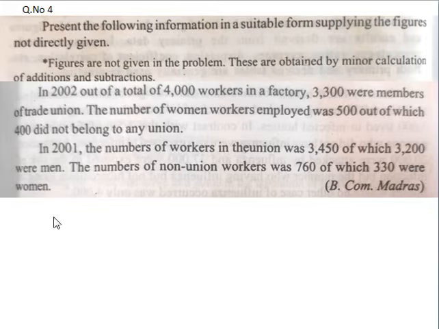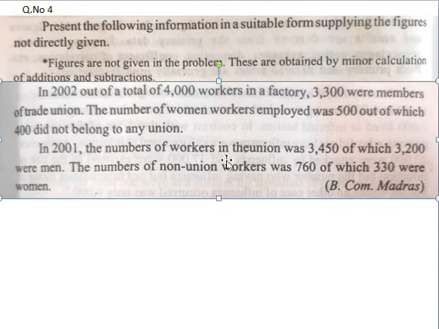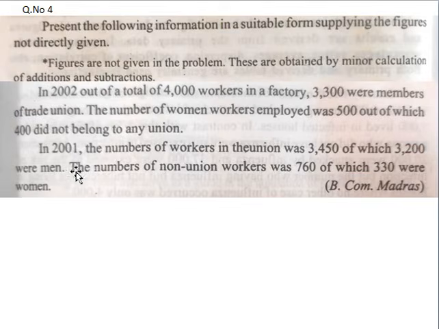If you see this one now, question number 4, right? The question is like this: present the following information in a suitable form, supplying the figures not directly given. Figures are not given in the problem. These are obtained by minor calculations of additions and subtractions. 2001 and 2002 was exactly the same type of question, and 1 year extra is there in the next question. Actually this was a 3 years question and this was a 2 year question.